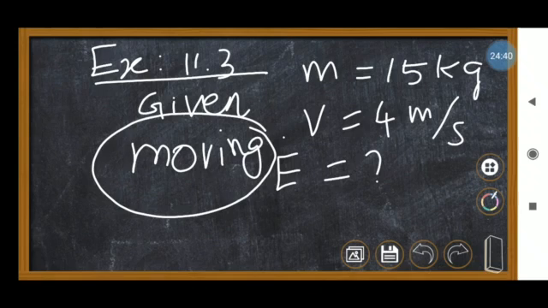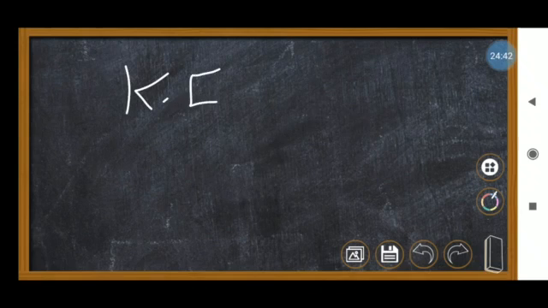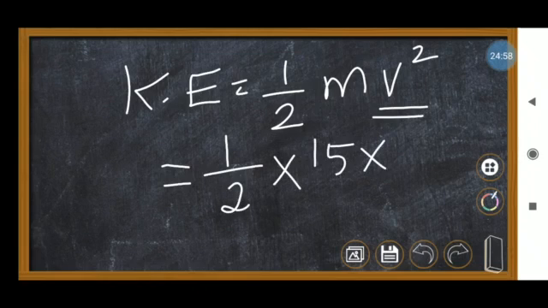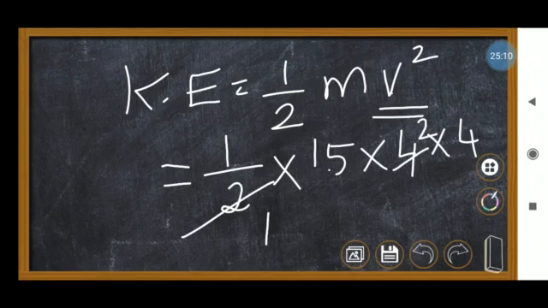So what is the kinetic energy formula? Kinetic energy is equal to half into m into v square. This v represents the final velocity when it is moving with uniform velocity. Here, mass they gave is 15 and velocity is 4, so half into 15 into 4 square. 4 square is 16. One 2s are 2 and 2 2s are 4. So 15 into 2 is 30, and 30 into 4 is 120.